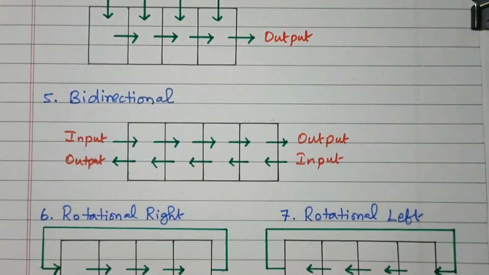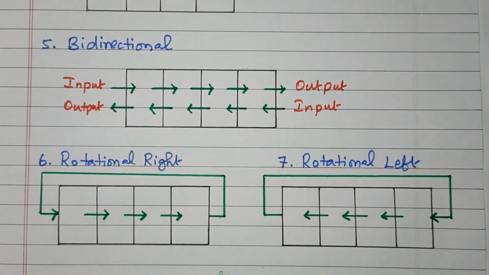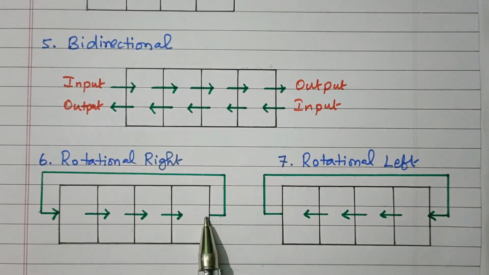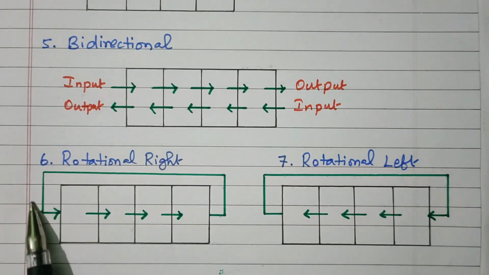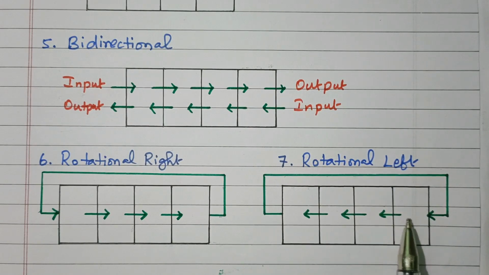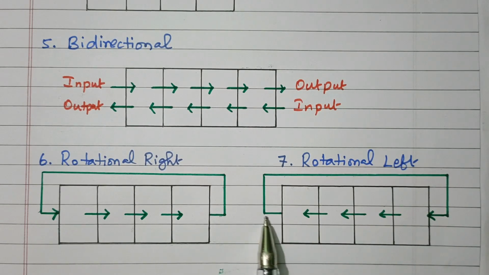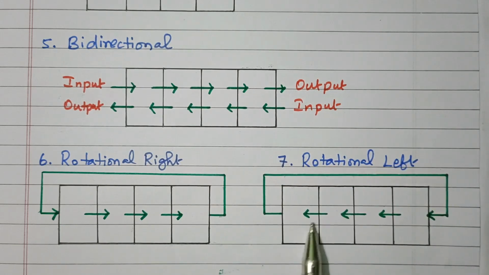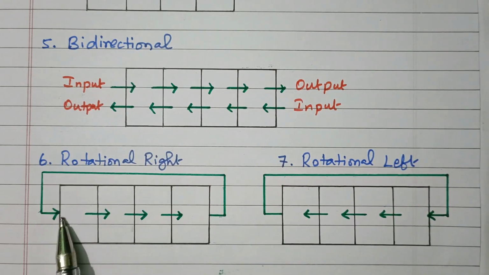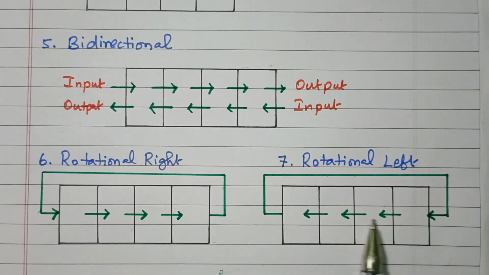And 2 more types are available, rotational right and rotational left. See, the data is moving serially. The last data is again connected to the input side, the right side. So it is rotating to the right side. Here the data is given on the left, moving to the left side. The last data is again given as an input. So it is rotating. We know that some name boards and names are rotating, no? Like this it will be rotated. So this is rotating to the right side, and this is rotating to the left side.